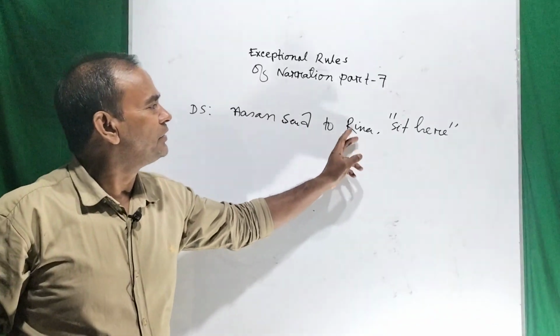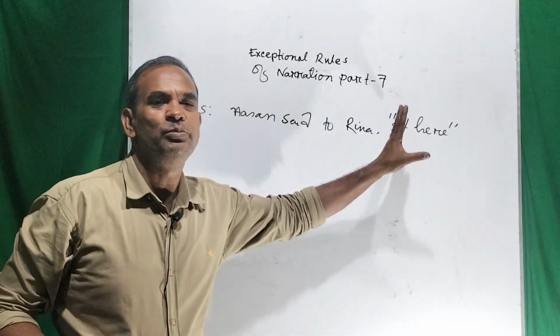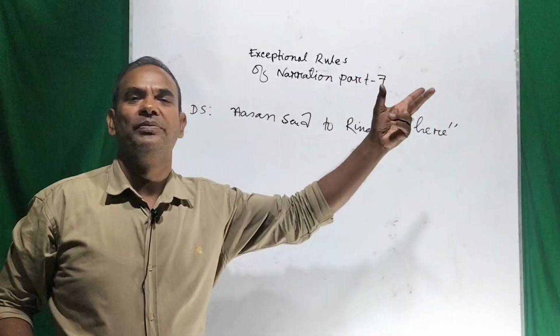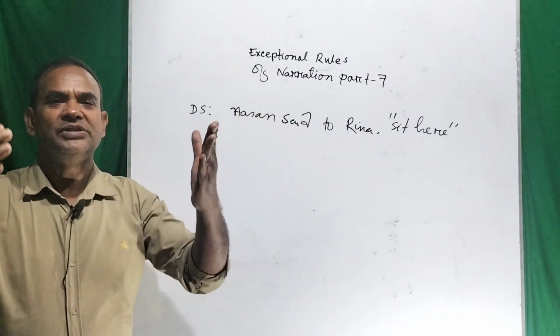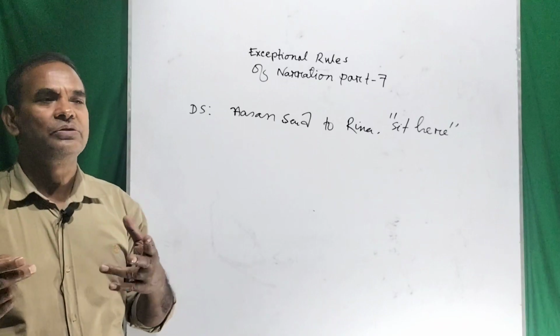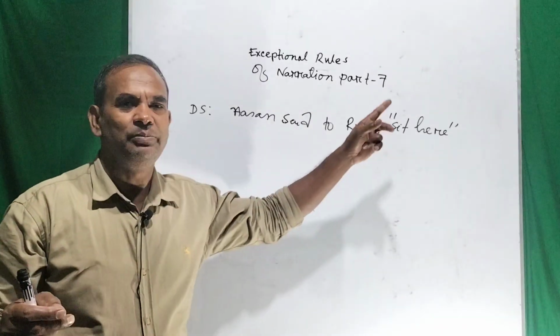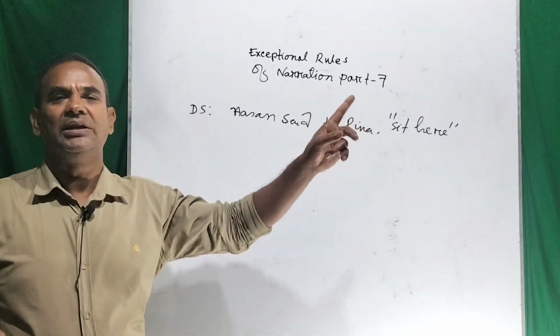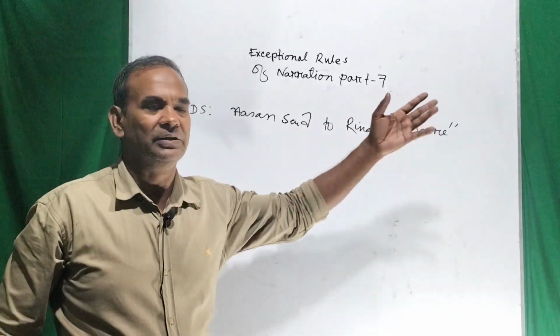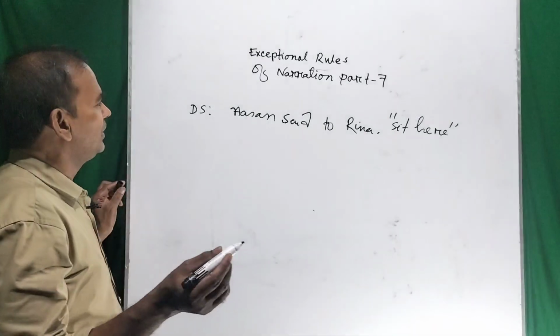Hassan said to Rina to sit beside him. That means he is asking Rina to sit beside him. So this "here" means beside Rina. So this can't be changed into "there". So what can you write in the indirect speech?